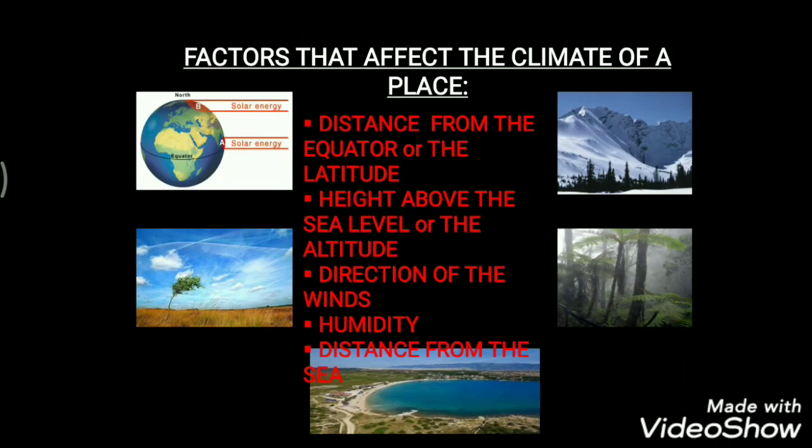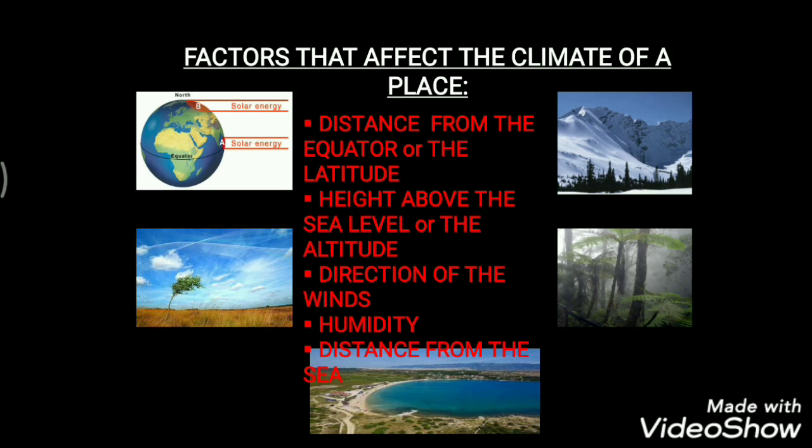Now we all know there are various factors that affect the climate of a place. So which are the factors? First, distance from the equator or the latitude, height above the sea level or the altitude, direction of the winds, humidity and distance from the sea. So these are the various factors that affect the climate of a place. Let's see them one by one.